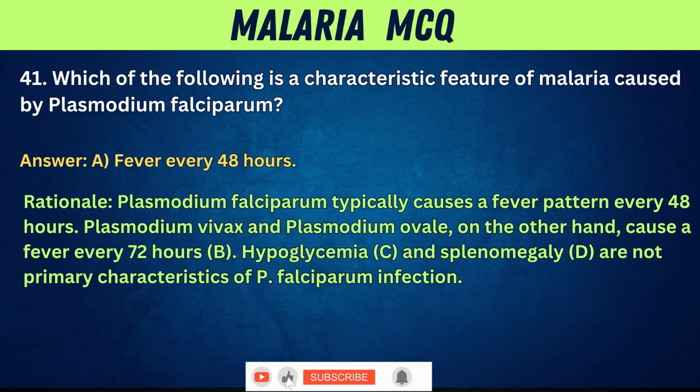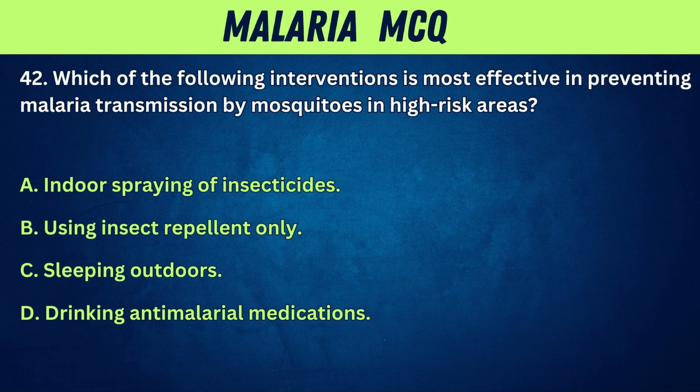B. Hypoglycemia, C, and splenomegaly, D, are not primary characteristics of P. falciparum infection. 42. Which of the following interventions is most effective in preventing malaria transmission by mosquitoes in high-risk areas?